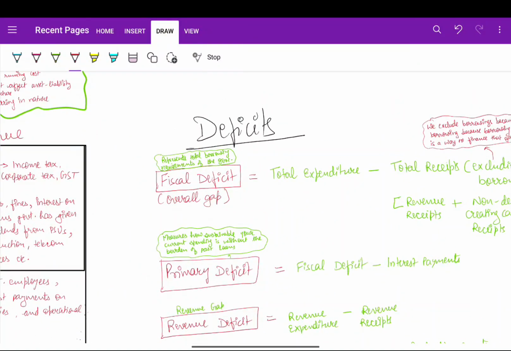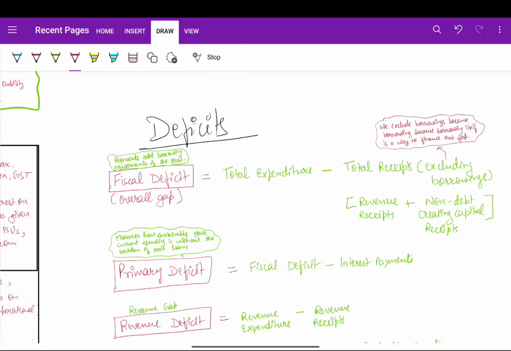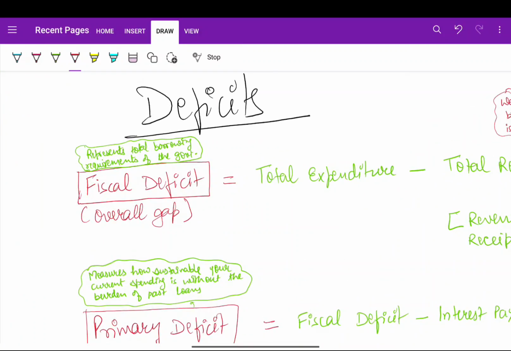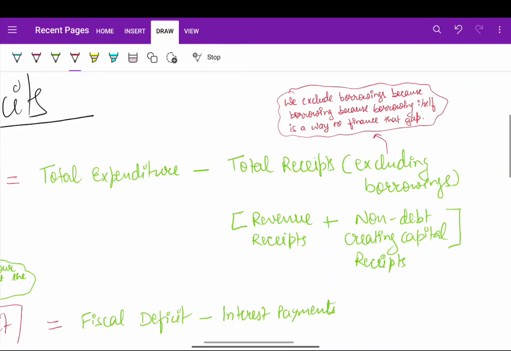Now, the major important deficits that we need to be aware of are, first of all, fiscal deficit. This is the overall gap in the money that the government has. It represents the total borrowings that is required by the government, and this can be total expenditure, whatever the government is spending, minus total receipts, excluding borrowings. Basically, the gap between what it is spending and what it is earning. And we are excluding borrowings because the borrowing itself is a way to finance this gap, right?